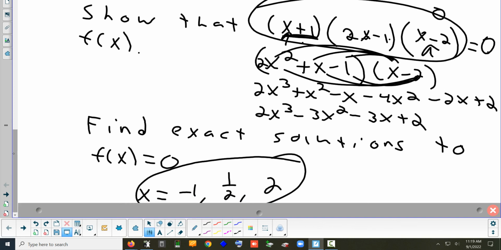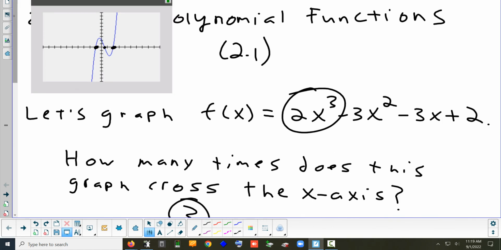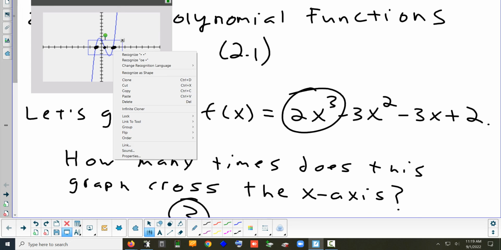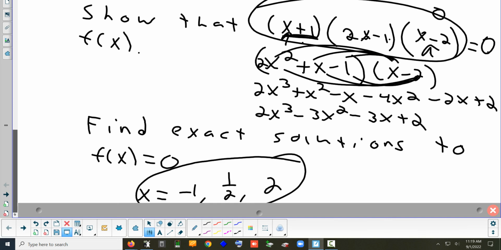Now I say I couldn't figure it out. Well, I could graph it, and I could figure it out that way. Negative 1, 1 half, and 2. Those are the three numbers we just found. Not saying at this point you should know how to factor a cubic polynomial. Eventually, yes, you will be able to take something like that and figure out this factorization on your own. But that's what we'll get to.